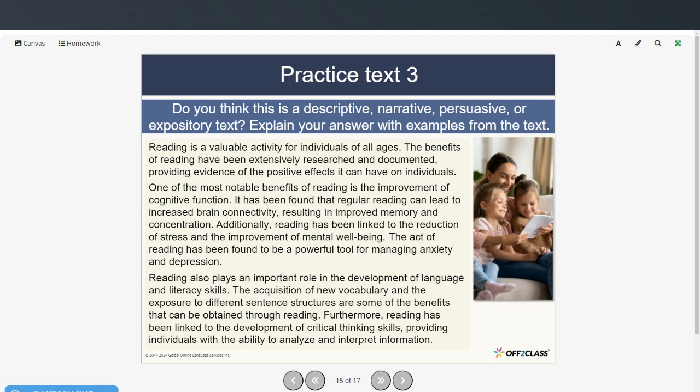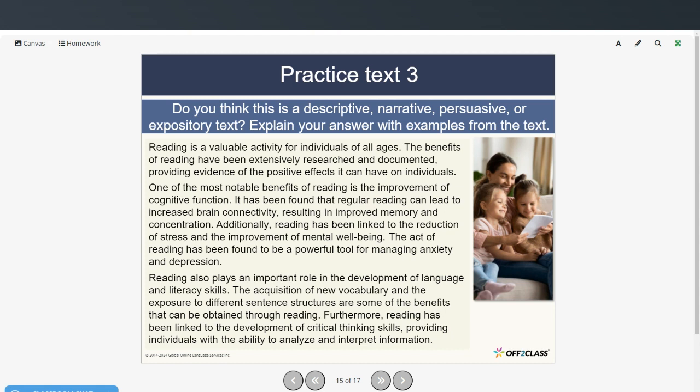Reading is a valuable activity for individuals of all ages. The benefits of reading have been extensively researched and documented, providing evidence for the positive effects it can have on individuals. One of the most notable benefits of reading is the improvement of cognitive function. It has been found that regular reading can lead to increased brain connectivity, resulting in improved memory and concentration. Additionally, reading has been linked to the reduction of stress and the improvement of mental well-being. The act of reading has been found to be a powerful tool for managing anxiety and depression.